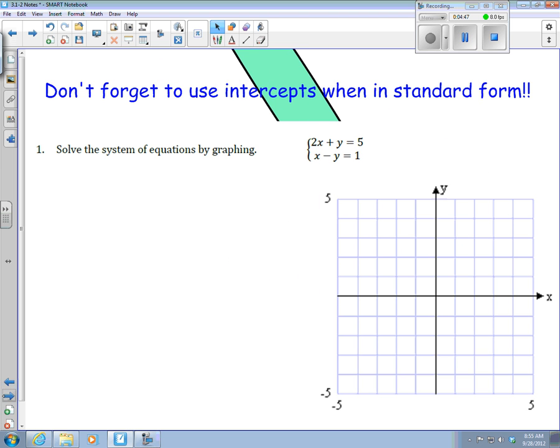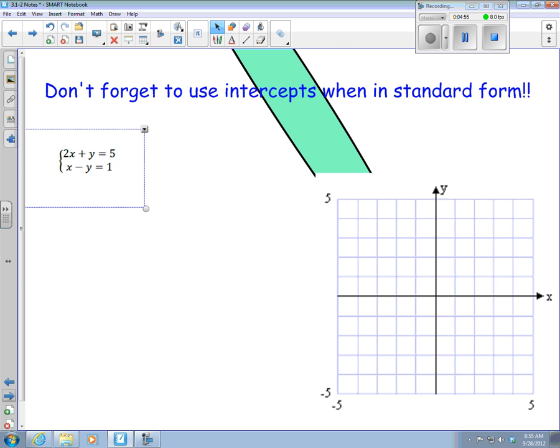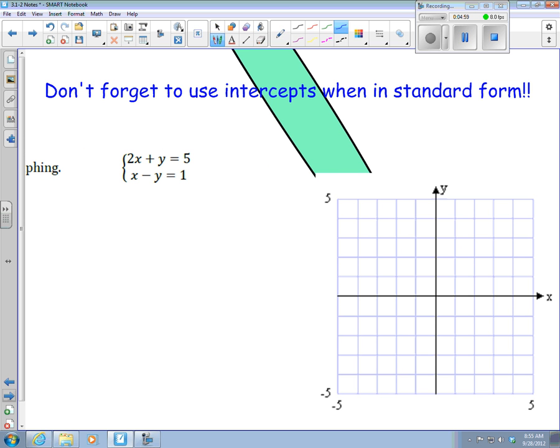Okay. So we're going to graph this first one here. It says solve the system of equations by graphing. Let's bring this over here, make it a little bit bigger. Now these are both in standard form, so I'm just going to use my x and y intercepts. So 2x plus y equals 5. First of all, if you plug in 0 for y, you'd get 2x equals 5, or x equals 2.5. So there's my x-intercept right there.